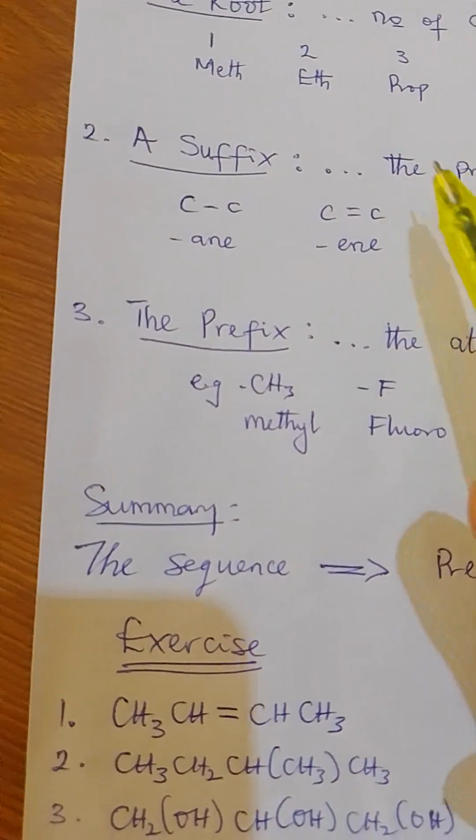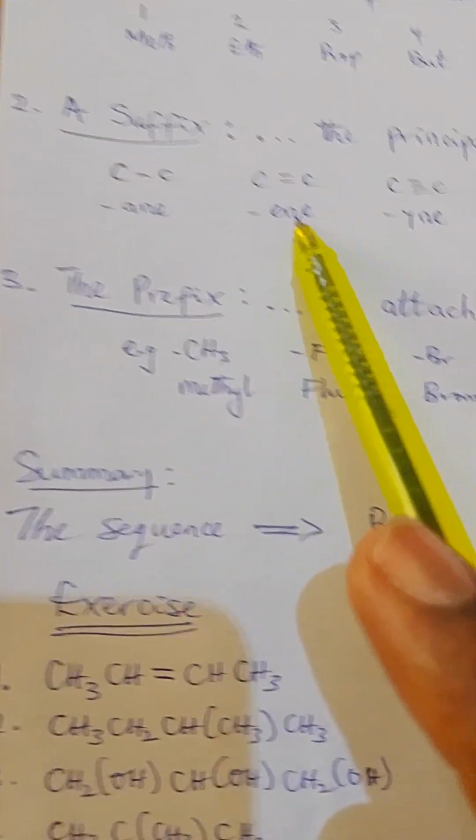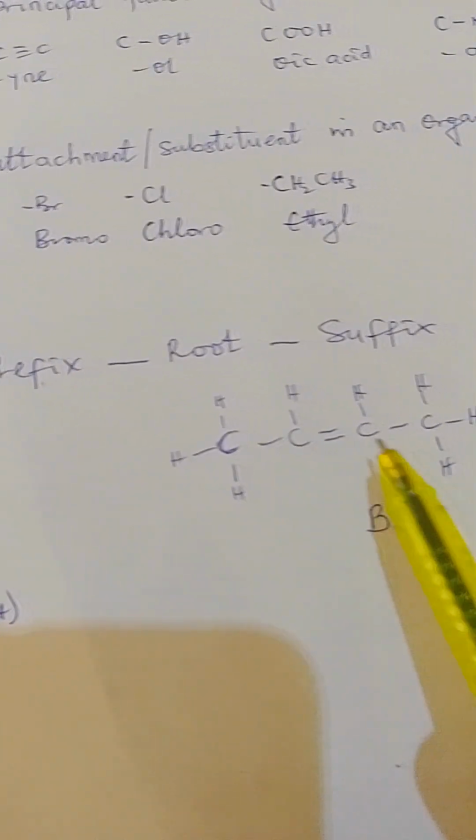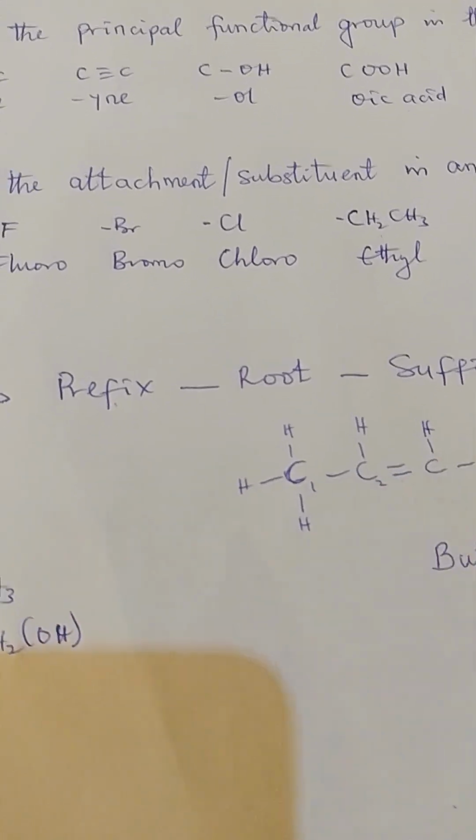That means that's the what is called now the suffix, which will be the ene. And where is it found? It's found on carbon 2. I can start my numbering from 1, 2. It's found on carbon 2.